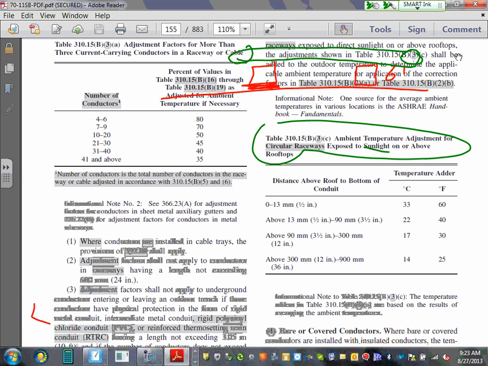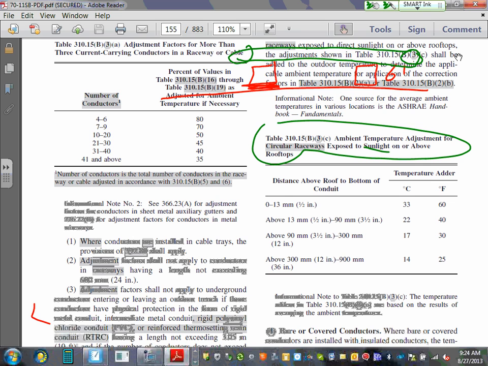They said, oh my God, these conductors are getting hot on the roofs of these commercial buildings. We need to do something about it. That came in, I believe, in 2008. That was a change. They added this table. Okay, so what does that mean? Meaning if you put that conduit for your rooftop unit or any equipment on a roof, then you have to add more temperature derating.